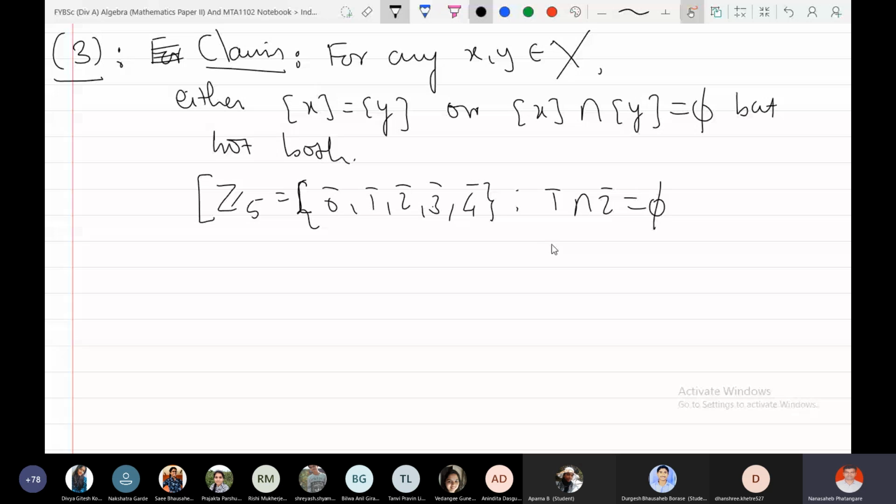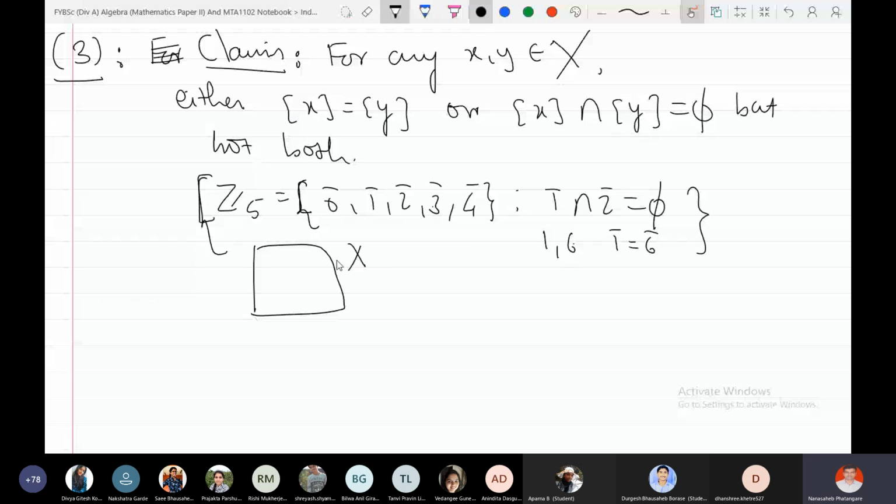And if you take any two elements, for example, 1 and 6, their classes are the same. That means you choose any two integers. In the case of this particular relation, either their classes are completely the same, or they are completely disjoint. That is what is happening. If this is my set X and I define an equivalence relation on this set X, then if I look at the equivalence classes, the classes are completely separated.